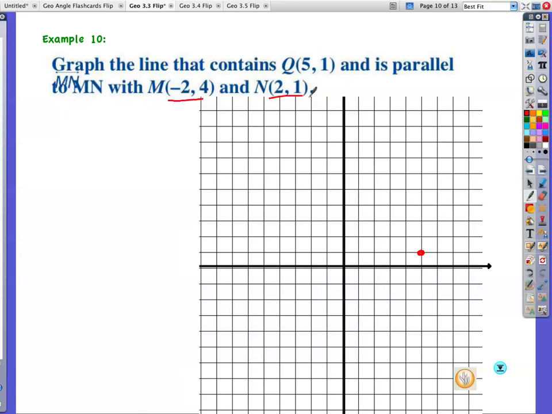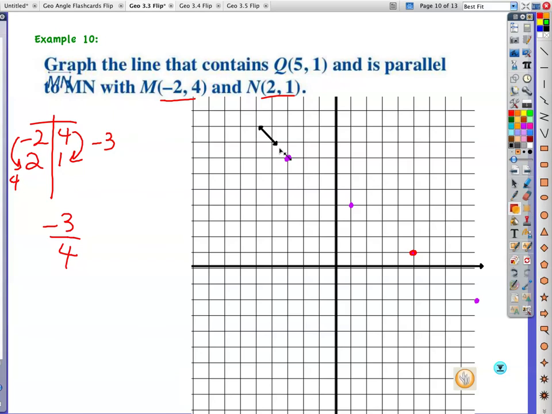So in other words, I have to find the slope, and then I have to make sure that my line will be parallel to that. So I'm going to go, just because this is my favorite way, from 4 to 1, I go down 3. From -2 to 2, I go up 4. So my slope is -3/4, and I want it to be parallel. So if it's going to be parallel, I will, from this point, rise -3, run 4. I better go the other way. Rise 3, run -4.